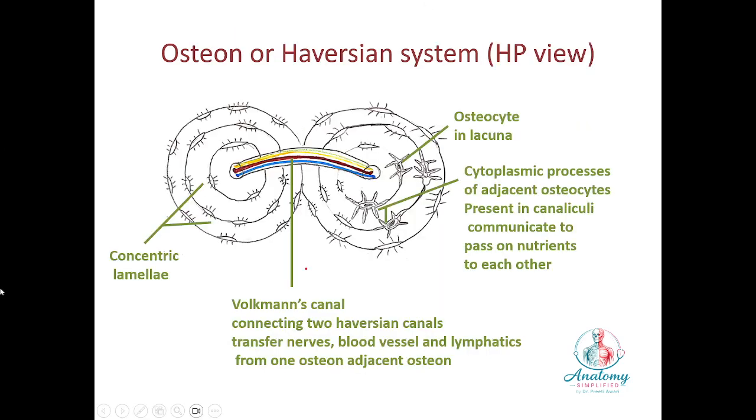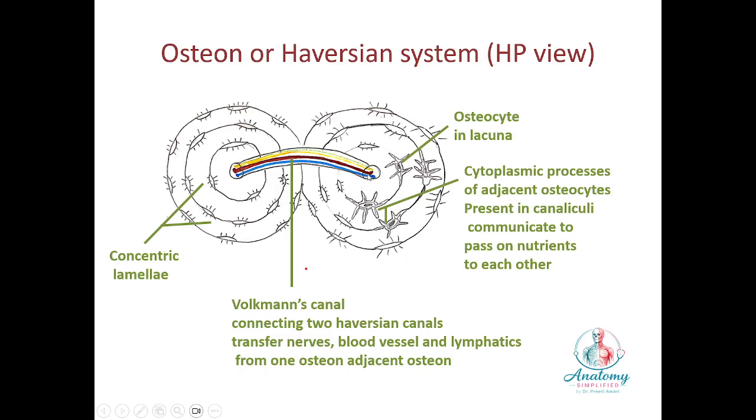Now this is a high power view of an osteon. I want you to see the lacunae clearly. Just for the sake of understanding, I have shown the blood vessels between the two Haversian canals. You can see here, connecting two Haversian canals, there is a Volkmann canal, and in the Volkmann canal the nerves, blood vessels, and lymphatics are shown. But you can't see this under the microscope. Okay, this is just for the sake of understanding.